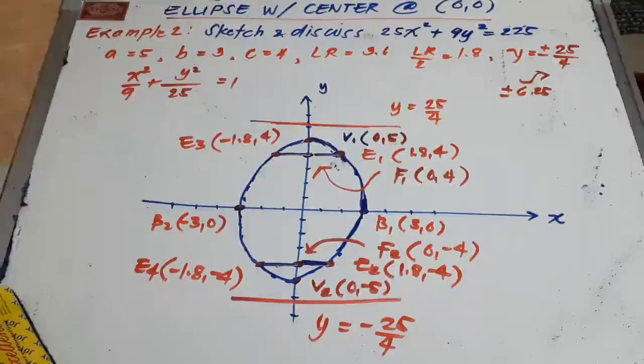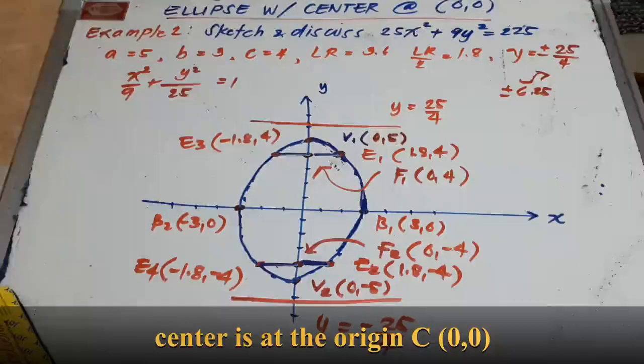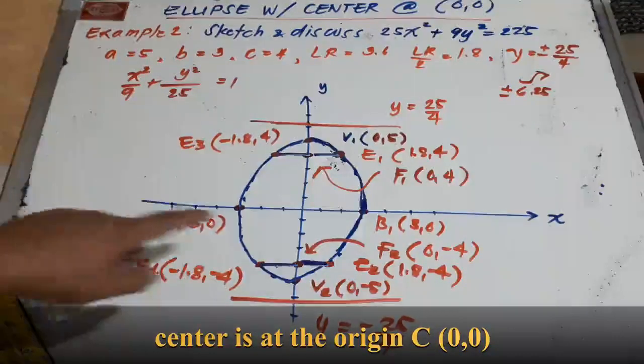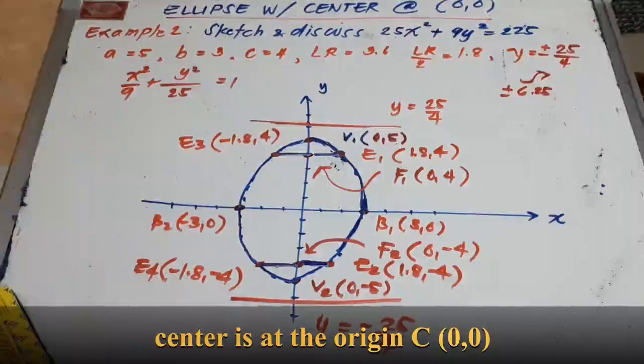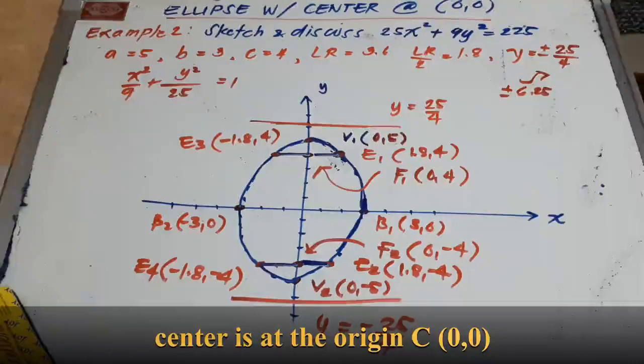Okay? So, that is how to sketch the graph of an ellipse given the general equation and the location of the center is located at the origin of the xy plane. Okay? By the way, ito yung C natin. Okay? C at 0, 0. Okay? So, that will be the end of the discussion in sketching the graph of an ellipse given its equation and the center is located at the origin. So, thank you.